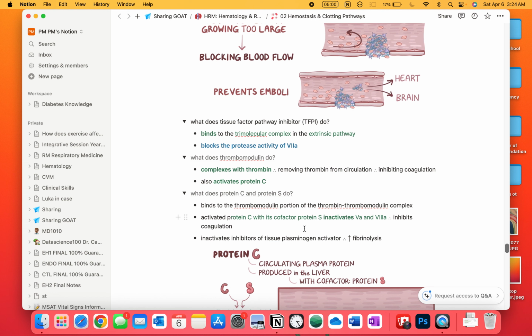Intrinsic pathway, playing table tennis, indoors, intrinsic. So that would actually be increasing your PTT time. Versus playing tennis, you play tennis outside, extrinsic. Therefore, your PT time has to do with the extrinsic pathway.